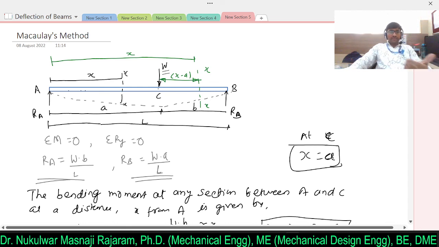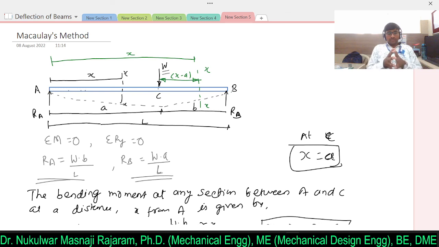In the next lecture we will see some numericals on how this method is used to evaluate deflection and slope at any point under any loading condition.